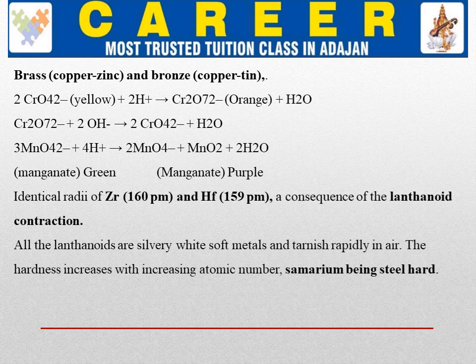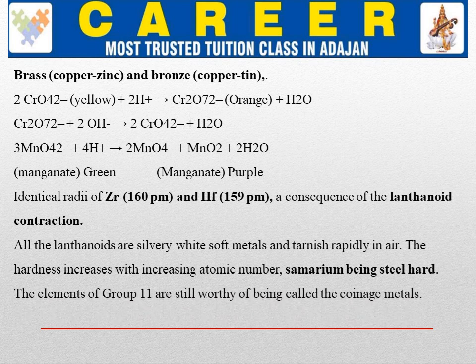All the lanthanoids are silvery white metals and tarnish rapidly in air. Their hardness increases with an increase in atomic number, and samarium is still hard in nature. The group 11 metals, silver, copper and gold, are called coinage metals.